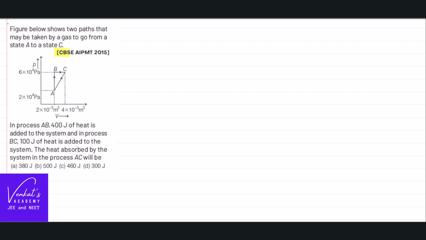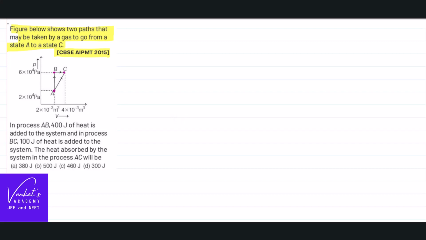This is the AIPMT 2015 question in thermodynamics. The question is like this. Figure below shows two paths that may be taken along a gas from A to C. So if you see, from A to C means it has started here at A, further it has gone to B and then to C. That's A to C. So there are two paths.